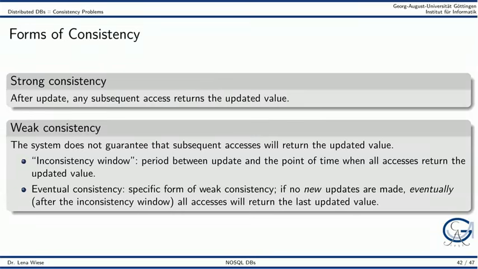That is, after an update, a client accessing the data item might not be able to see the most recent value. The period of time between an update and the point of time when all accesses return the updated value is called the inconsistency window. So-called eventual consistency is a specific form of weak consistency. It says that if no new updates are made, eventually, that is after the inconsistency window has passed, all accesses will return the last updated value.